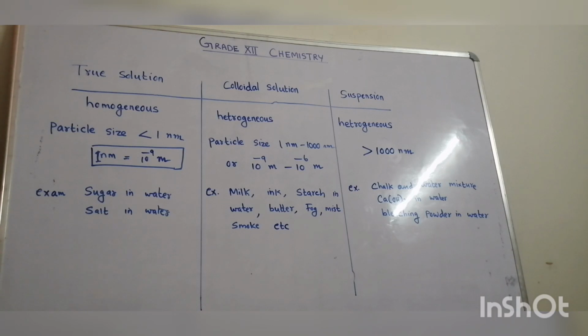The size of the particle is higher than that of a true solution and it is found to be heterogeneous. Examples of colloid solutions are milk, ink, starch in water, butter, fog, mist, smoke, etc. And examples of suspension are chalk and water mixture, calcium hydroxide in water, which is used for whitewashing, and bleaching powder in water.